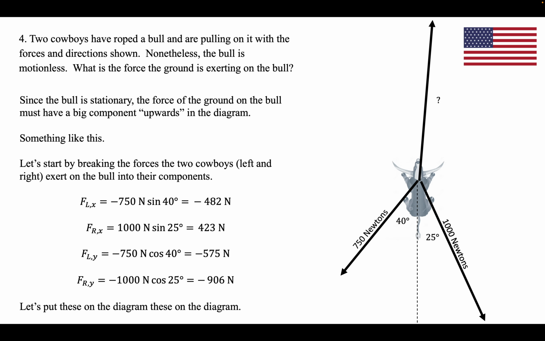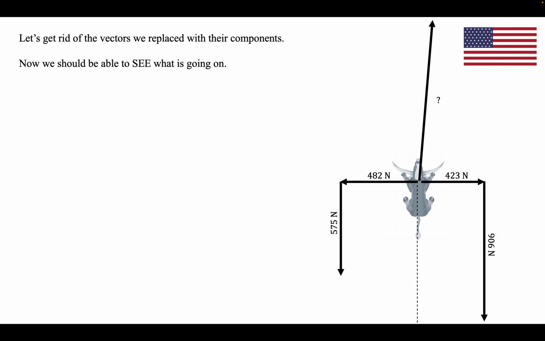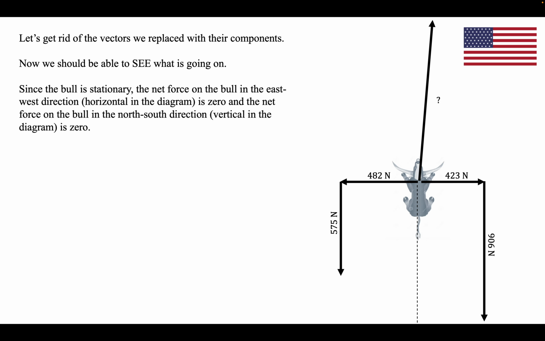Now, let's put these on the diagram. There are the right triangles. We can get the components with trigonometry. And once we put the components on the diagram, we should get rid of the vectors, because it's either one or the other. Now we can see what's going on. That's the whole purpose, to make it easy by getting the components.